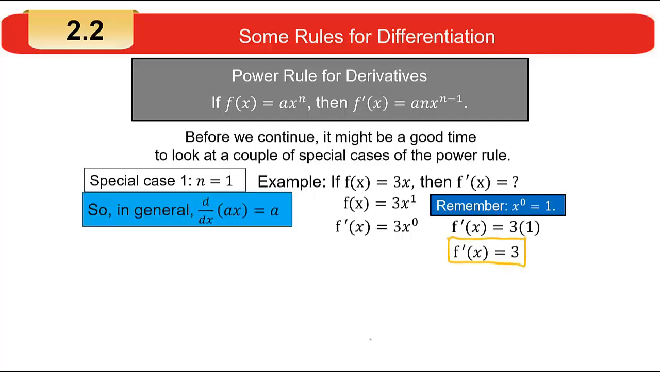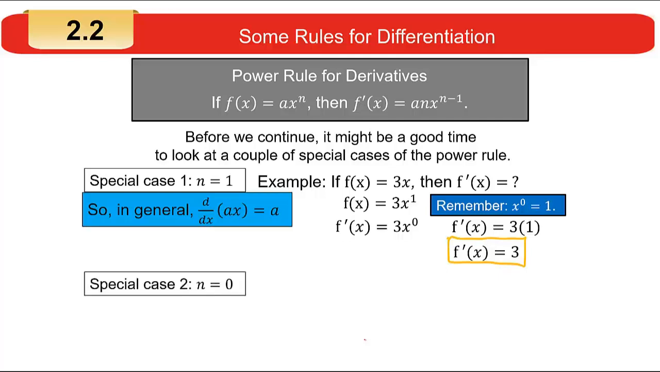So in general, if you've got the derivative of a number times x, the derivative is just going to be the number. And if you think about it, that makes perfect sense because y equals 3x is just a straight line with slope 3, and the derivative is the slope of the tangent line. So in a lot of different ways, that makes perfect sense.